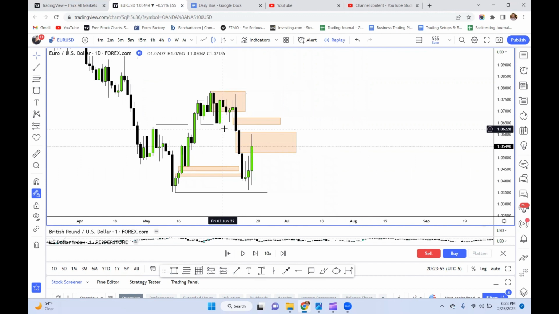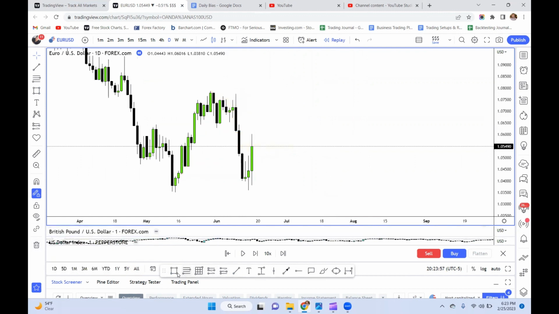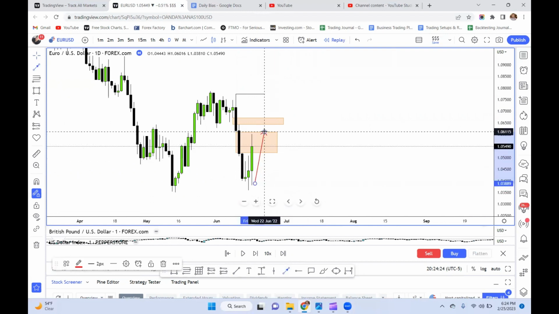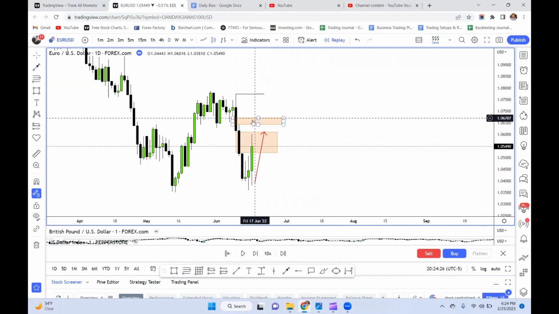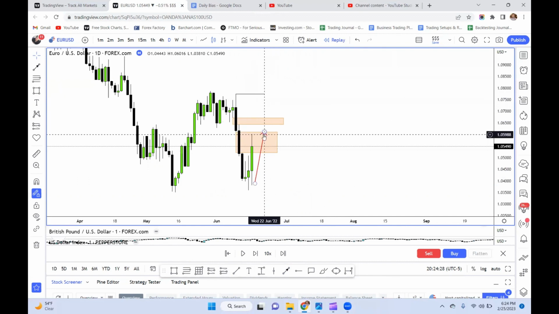So at the current moment, if I just erase all of this, this is all that matters right now, okay? So at the current moment, price is in a retracement phase running into, this is our draw on liquidity. So currently it is bullish, drawing into this liquidity, potentially this liquidity.